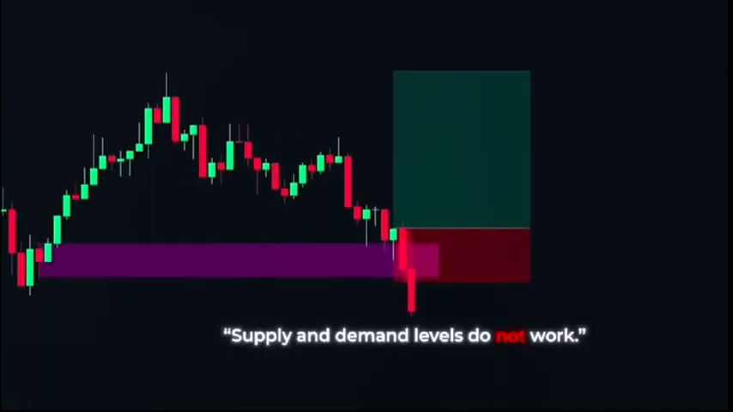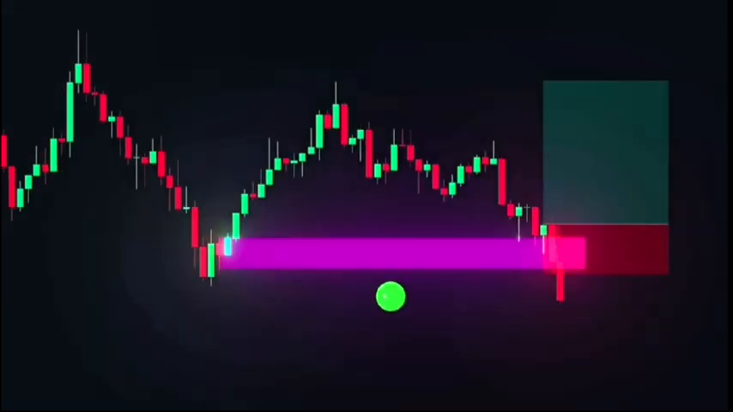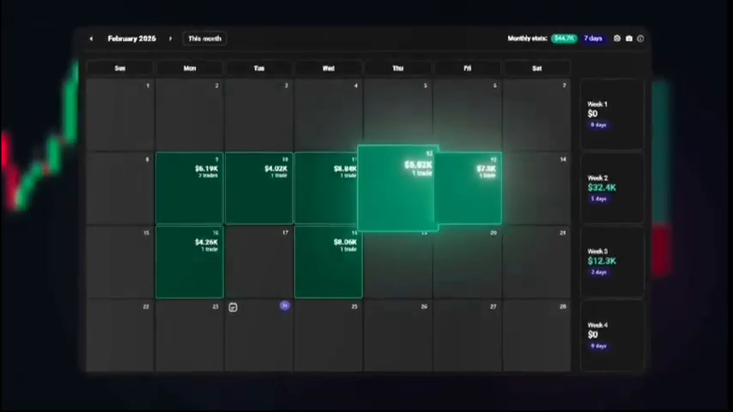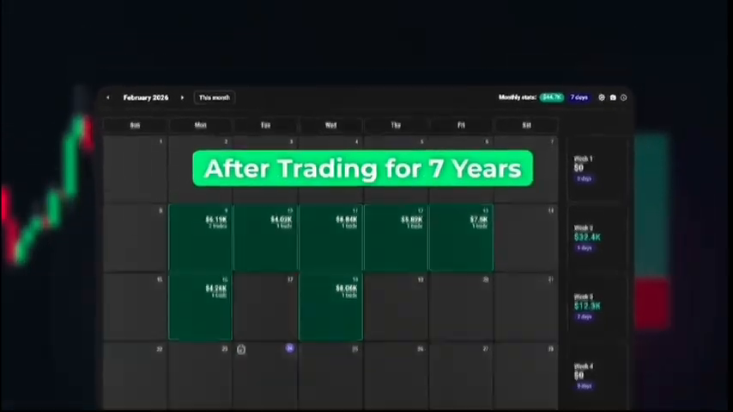Now, before you get mad at me in the comments, I also trade supply and demand levels myself. In fact, it's one of the core strategies I use that has made me consistent profits after day trading for 7 years. So, how did I manage to be profitable, when most traders who trade the same strategy aren't?